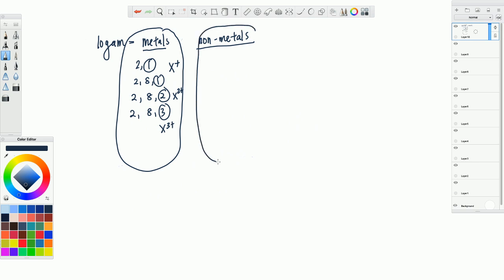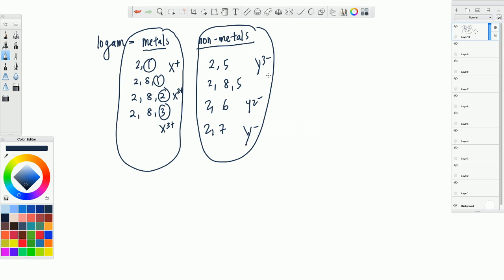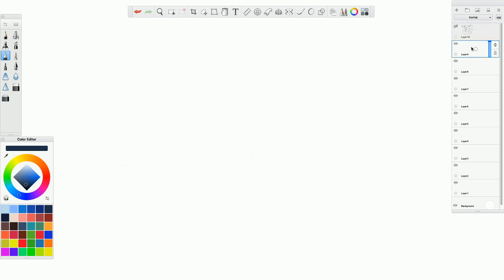Non-metals always form negative ions. For example, 2,5, 2,8,5, 2,6, 2,8,6, 2,7. So they form negative 3, negative 2 and negative 1. Alright, so whenever you want to know whether it's a metal or non-metal, whether it's a positive or negative ion, you look at the metals or non-metals. Okay, so kita cuba satu soalan.